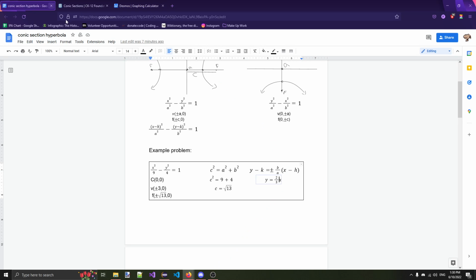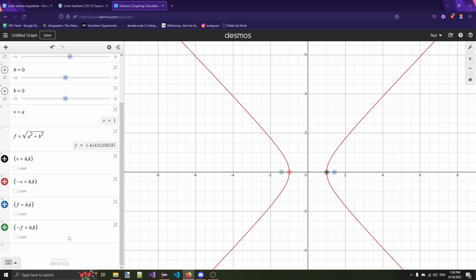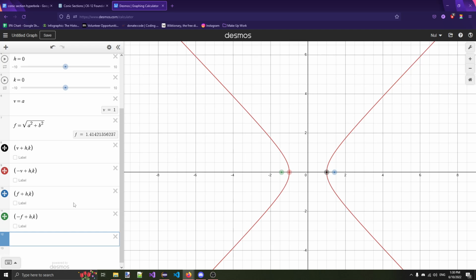Well, my friend, I may have forgotten to read up on this part just a little bit, but that's okay. We can learn together. So we're going to use the same y minus k equals plus or minus b over a, x minus h formula. Now, if you can believe it, we already have most of these variables. We do. And we just plug them in. Bada bing, you got a bada boom, and there you got your asymptote.